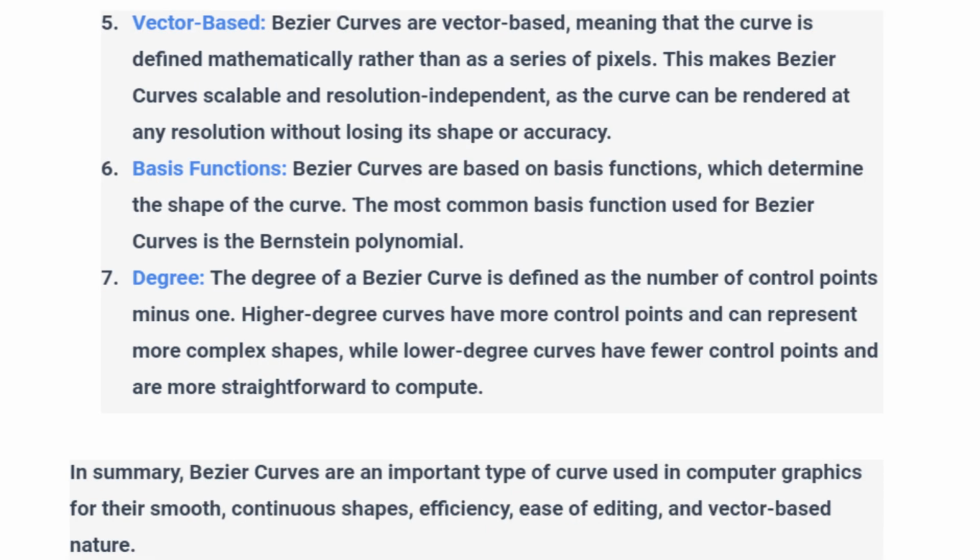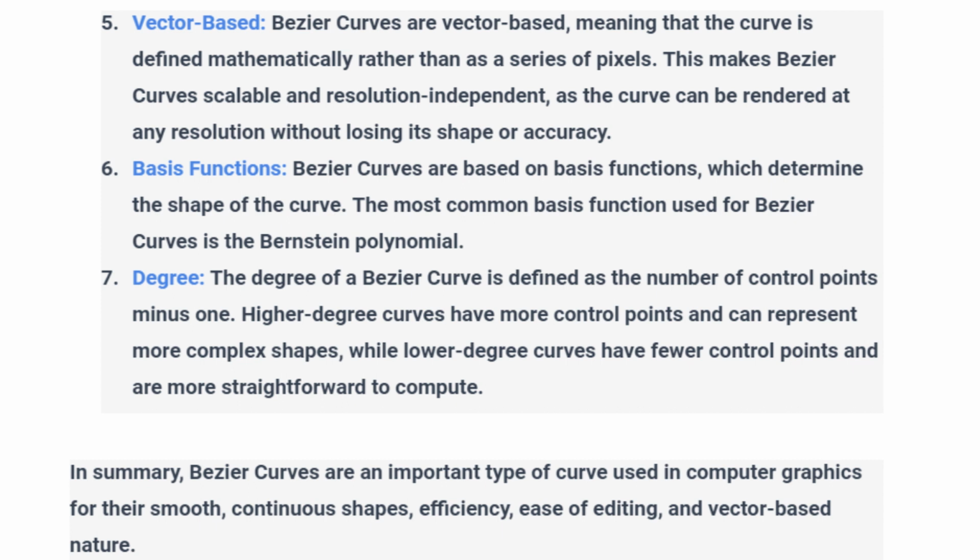Vector-based. Bezier curves are vector-based, meaning that the curve is defined mathematically rather than as a series of pixels. This makes Bezier curves scalable and resolution independent, as the curve can be rendered at any resolution without losing its shape or accuracy. Basis functions.